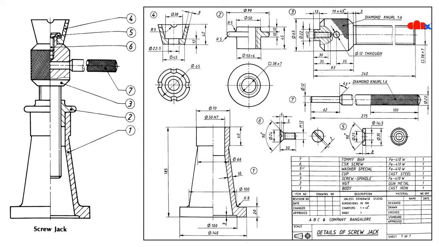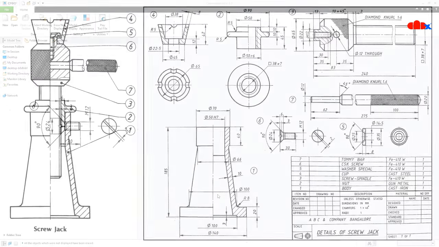Now the sixth part, which is the CSK screw, which is this part, and this part sits here. So this will lock this washer with this spindle. So let's do this part now.